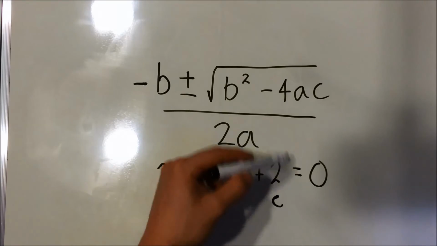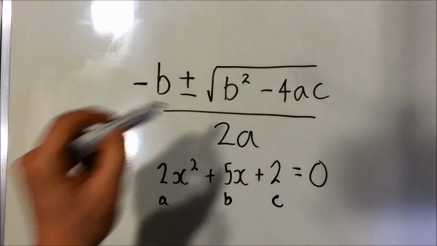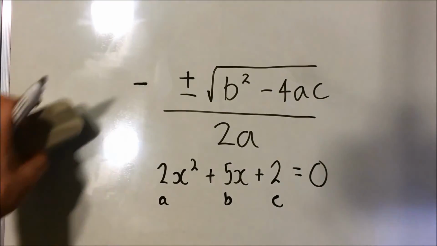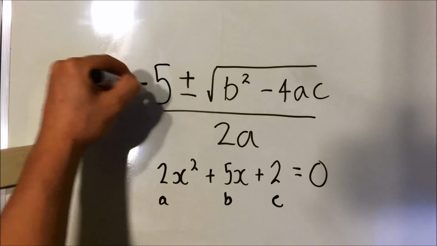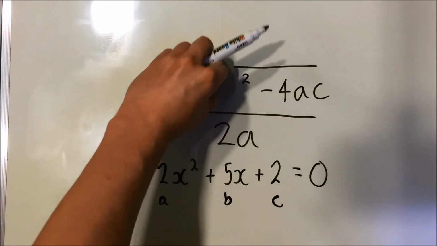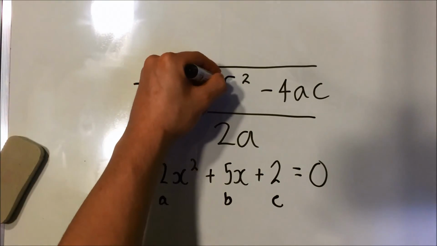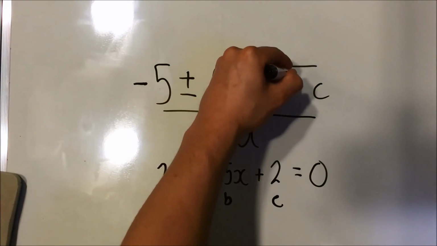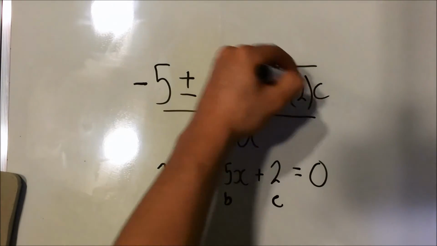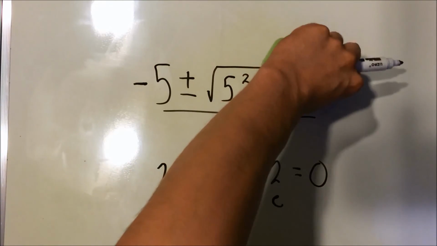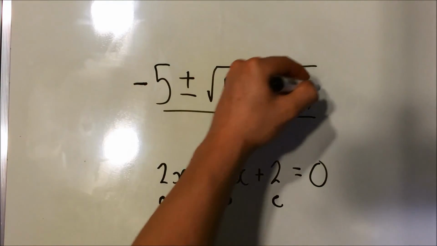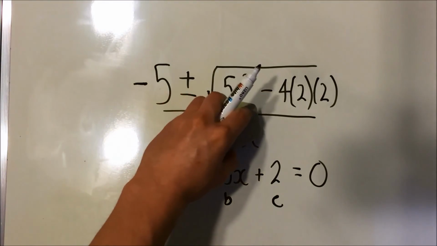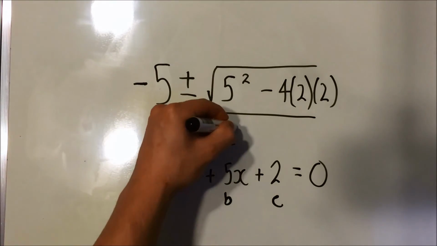So what you're going to do, shove all these numbers into there. So let's get rid of that B and put 5. Let's get rid of this B and put a 5. Let's get rid of this A, put a little bracket around it, put a 2. And this C, put another 2. And then get rid of this A and put a 2.